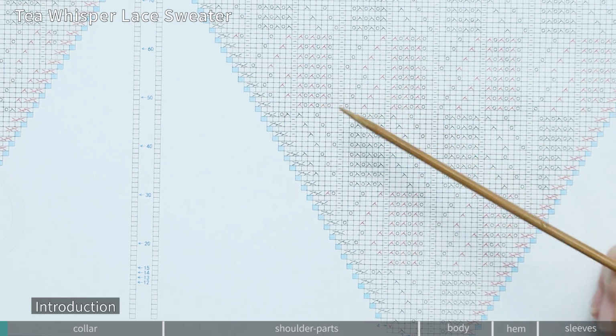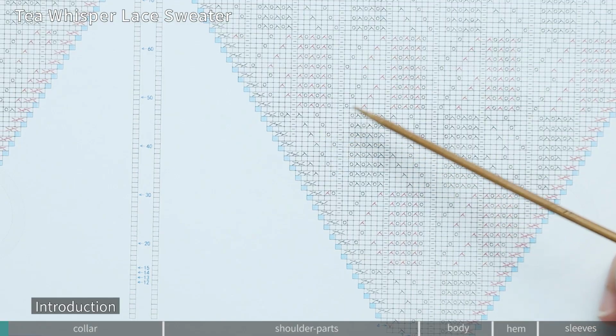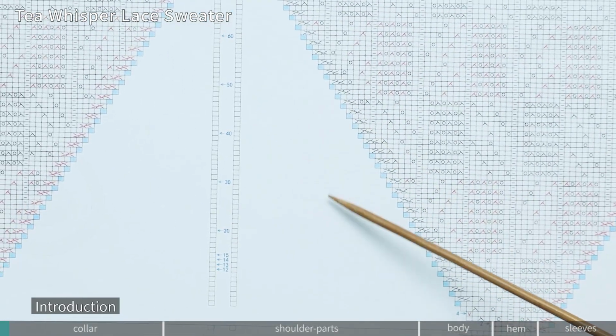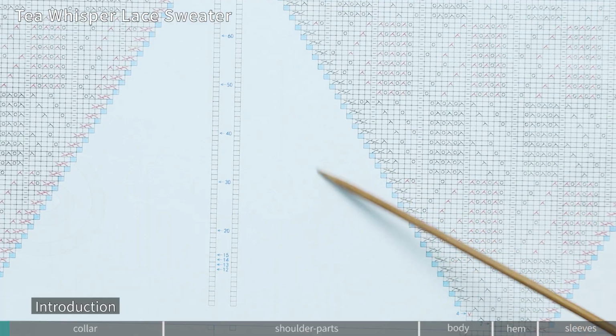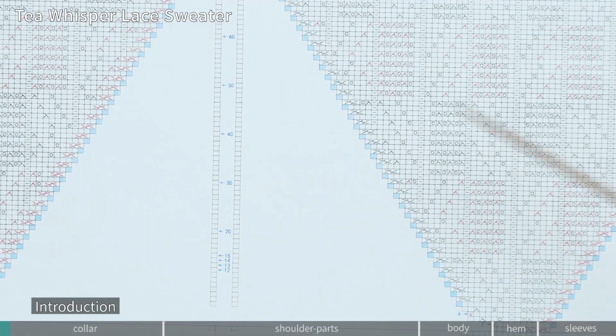Let's first take a look at the chart. Here, the chart is in a grid format. One grid in the chart represents one stitch. It corresponds to one loop when knitting. These blank areas, you don't need to knit them.